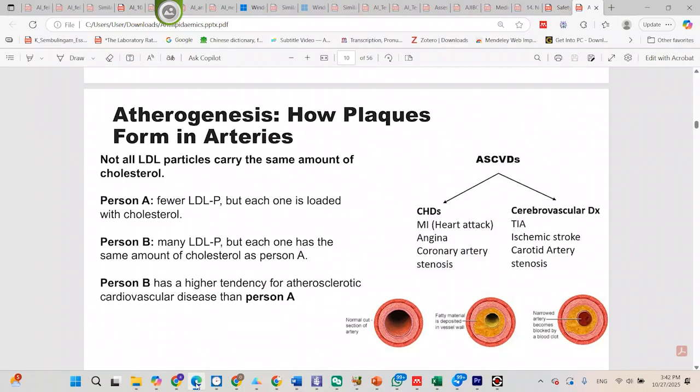Person A may have fewer LDL particles, but each one may be loaded with cholesterol, and person B may have many LDL particles, but each one has the same amount of cholesterol as person A. So who is at more risk? Person B is at risk because person B has a higher tendency for atherosclerotic cardiovascular disease than person A. This may not be clear to you, but let me explain so that you get it.